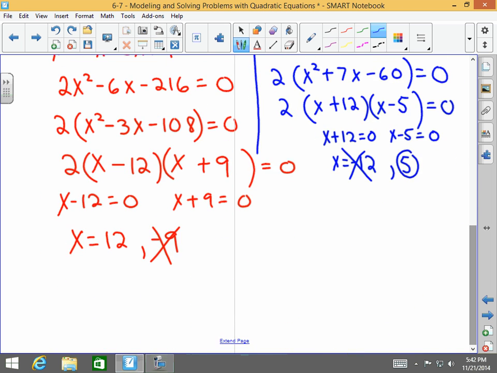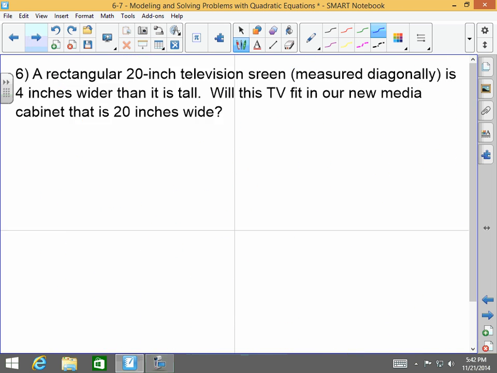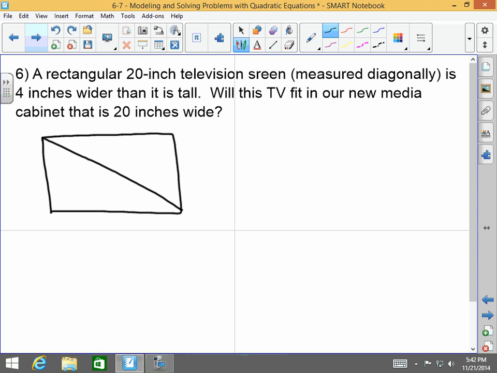All right, last but not least, how does this work in the real world? A rectangular 20-inch television screen measured diagonally. So what that means is this, guys. When they measure TV sizes, it's a diagonal length. So this here is 20 inches.